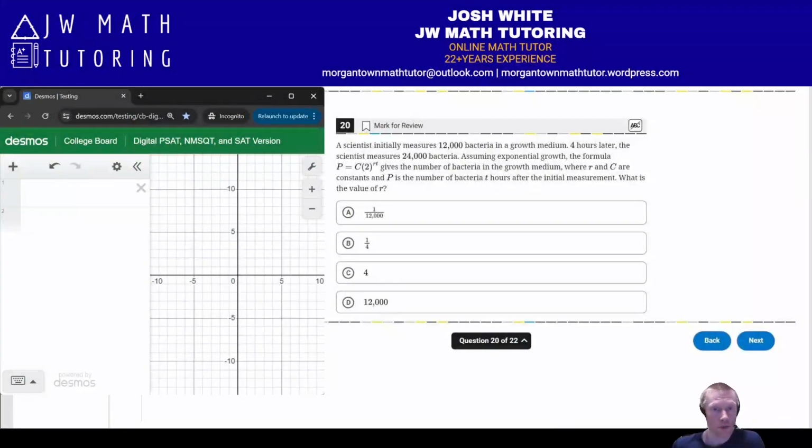This is question number 20 from Bluebook practice test 3, module 1. And this basically deals with an exponential function. I'm going to show you how we can do an exponential regression to solve this question entirely in Desmos.